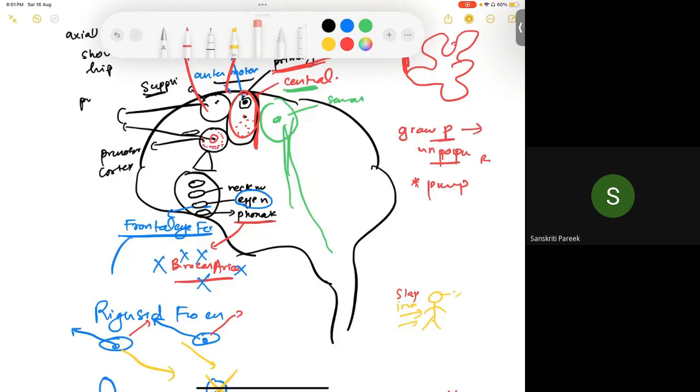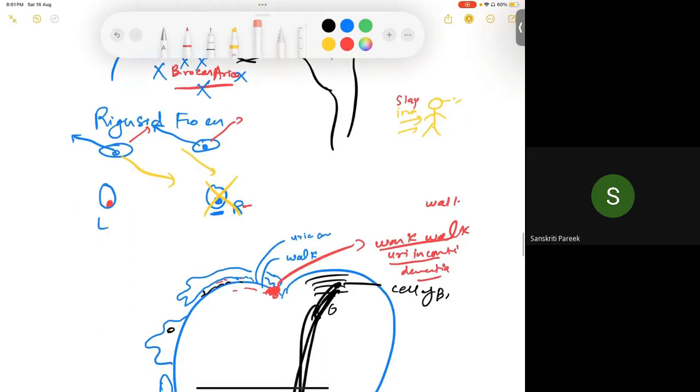Then we have our Broca's area responsible for phonation, making voices. If it's damaged, broken words. The words would make sense, but it's going to be broken words, right?